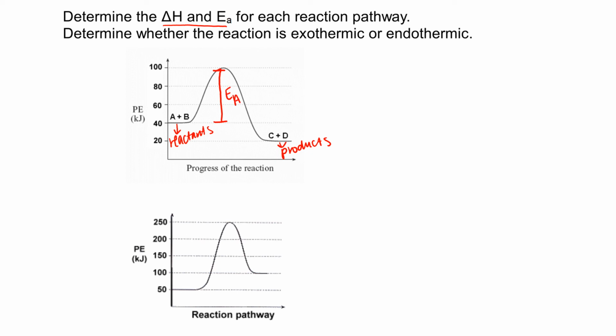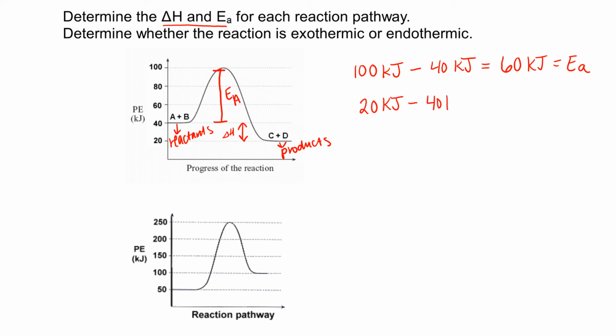And so in order for us to calculate this, we have to do 100 kilojoules minus 40 kilojoules. So our activation energy is going to be 60 kilojoules. And then remember, delta H is going to be the change in energy. So here our products are going to have 20 kilojoules of energy, and the reactants started with 40 kilojoules of energy, which means that we're going to have a delta H value of negative 20. So since we have a negative delta H value, we know that this is going to be an exothermic reaction.